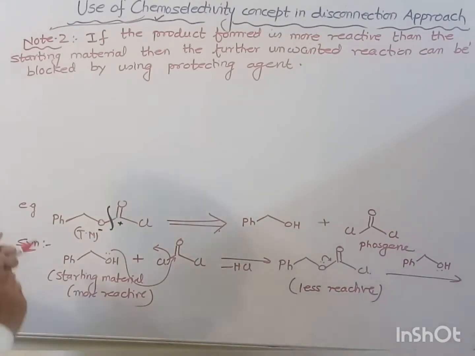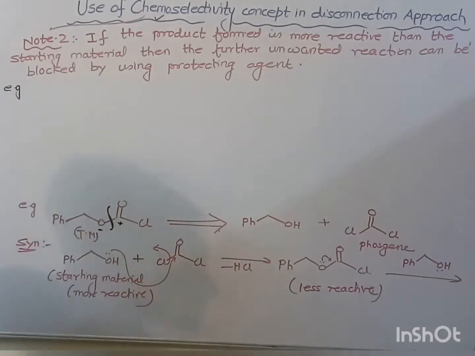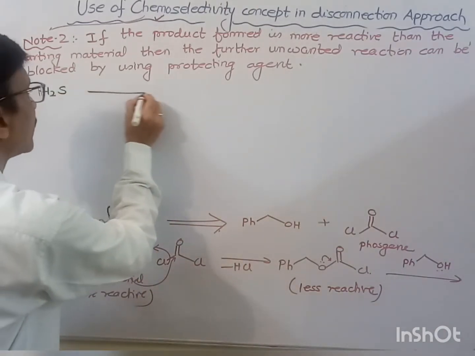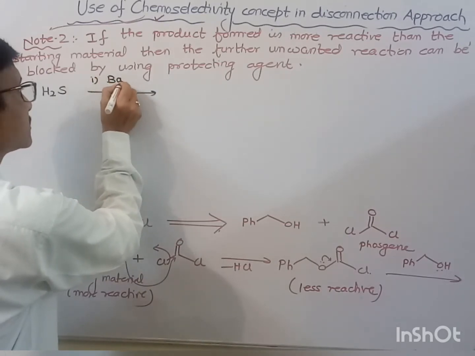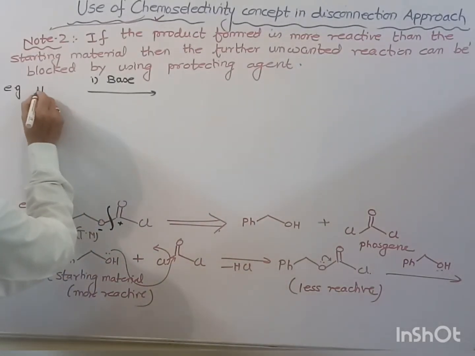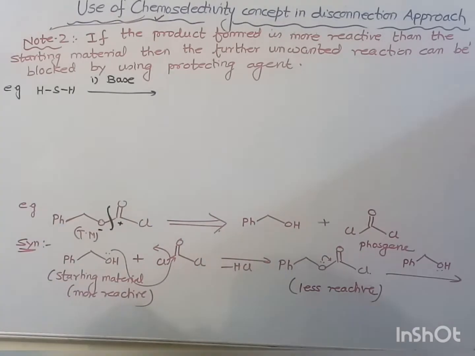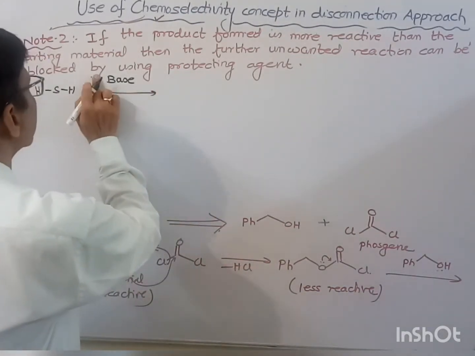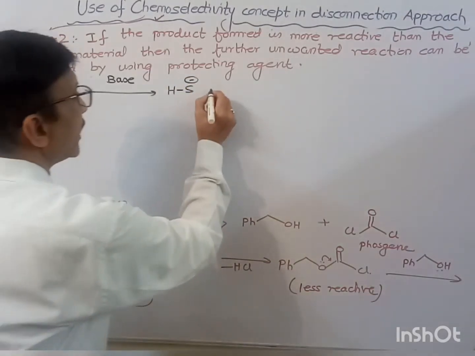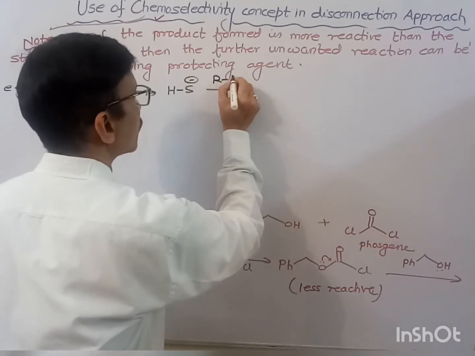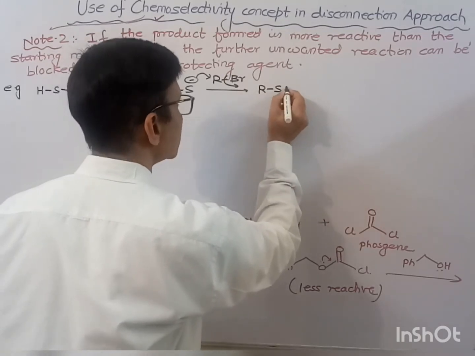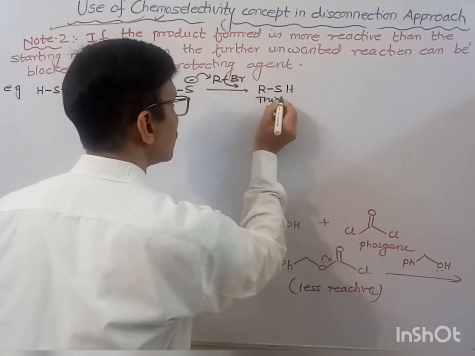Now let's see one of the general examples. Suppose we have hydrogen sulfide. In the presence of base, this base can extract one of the hydrogens from here, and so we will get a nucleophile, and this may attack an alkyl bromide, and we may get RSH, that is a thiol.